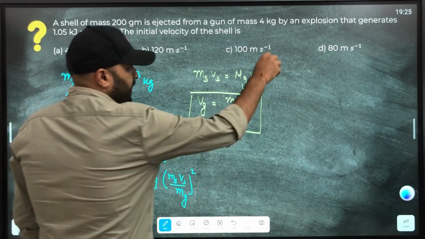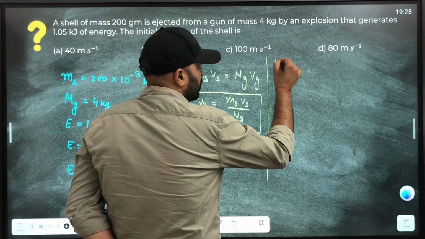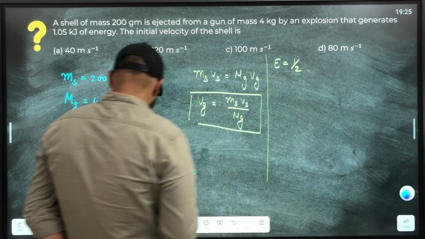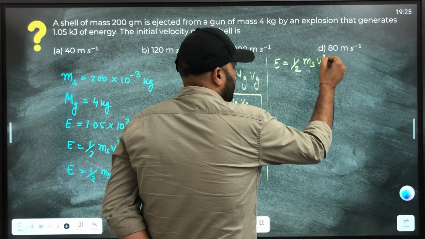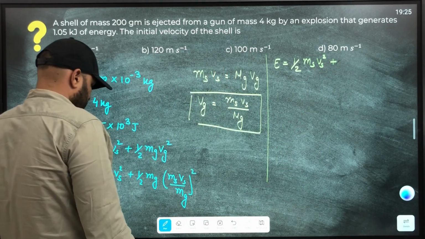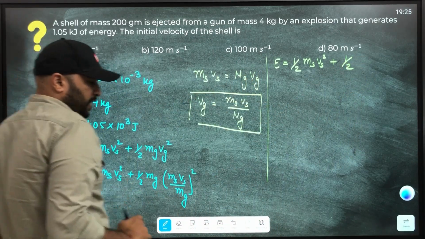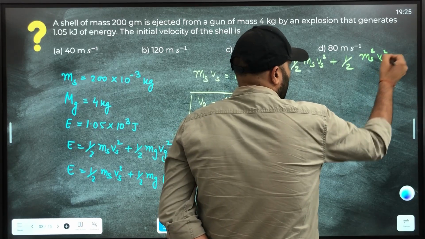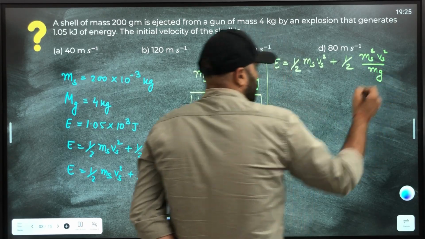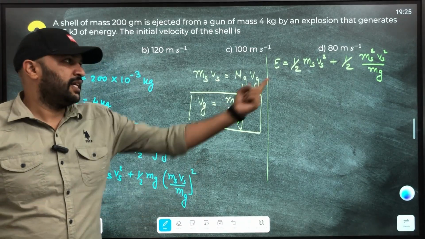Now let's expand it and simplify it. So E will be equal to half ms vs square plus half, let's cancel out one of the mg with one of the mg, we are left with here ms square vs square upon mg. Clear? Mg cancelled with one of the mg, and ms vs square.